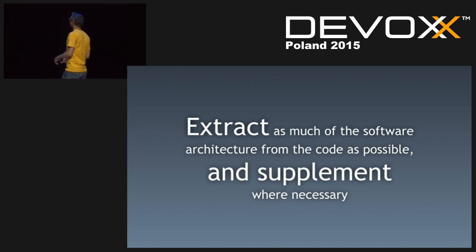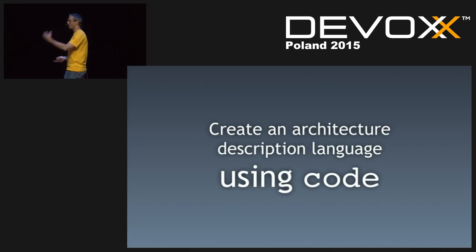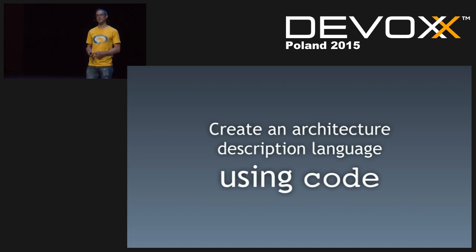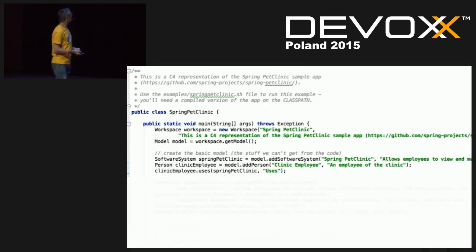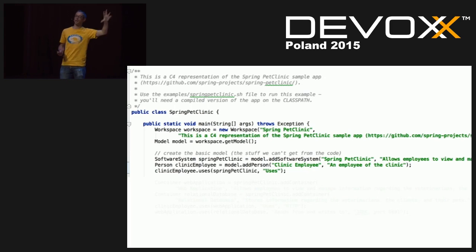And the way I've done this is by creating an architecture description language as Java code. So in other words, I'm going to write some Java code to describe my Java system. This might sound a bit crazy, but actually it offers you a bunch of opportunities that we've never seen before. So here's some example code for you. And this Java code I'm showing you now is some Java code to describe the architecture model for the Spring Pet Clinic system.